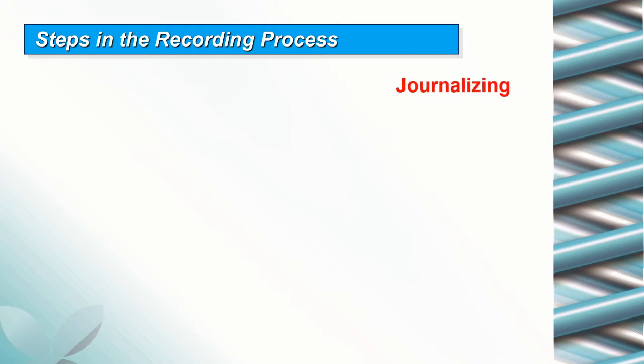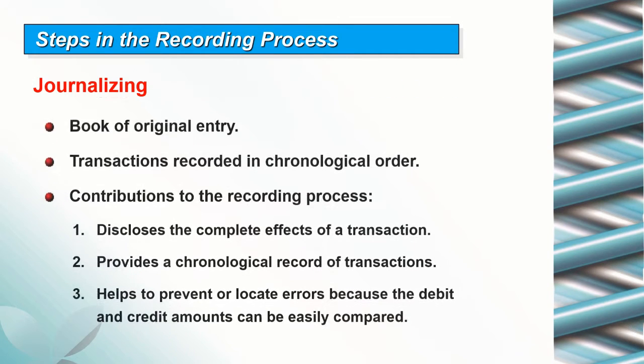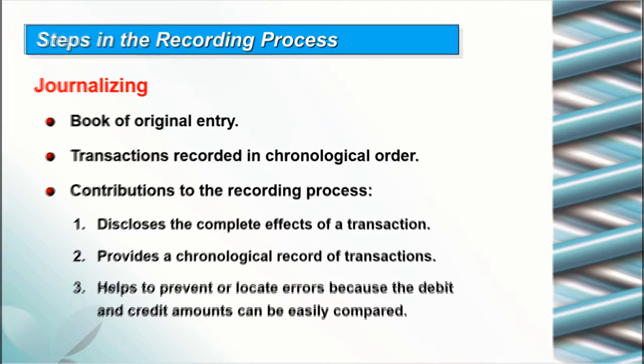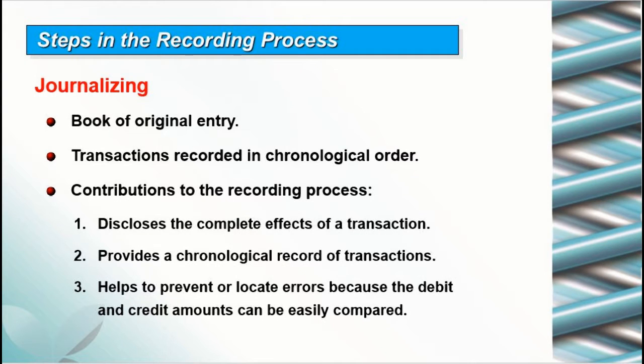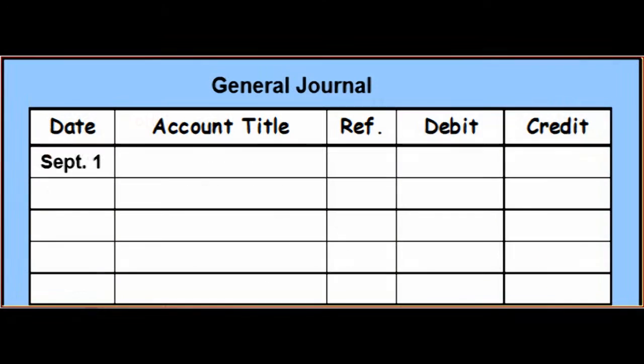Second, what is a journal and how does it help in the recording process? Companies initially record transactions in chronological order. Thus, the journal is referred to as the book of original entry. For each transaction, the journal shows the debit and credit effects on specific accounts.